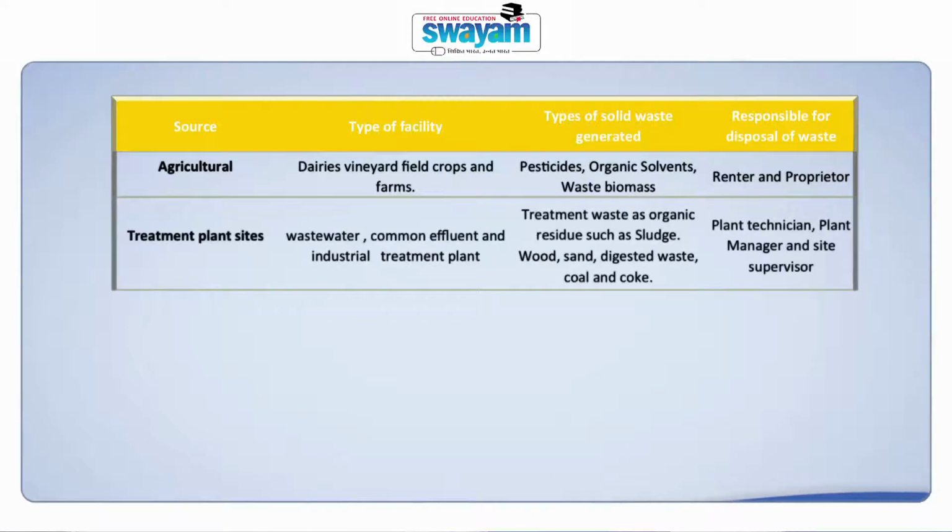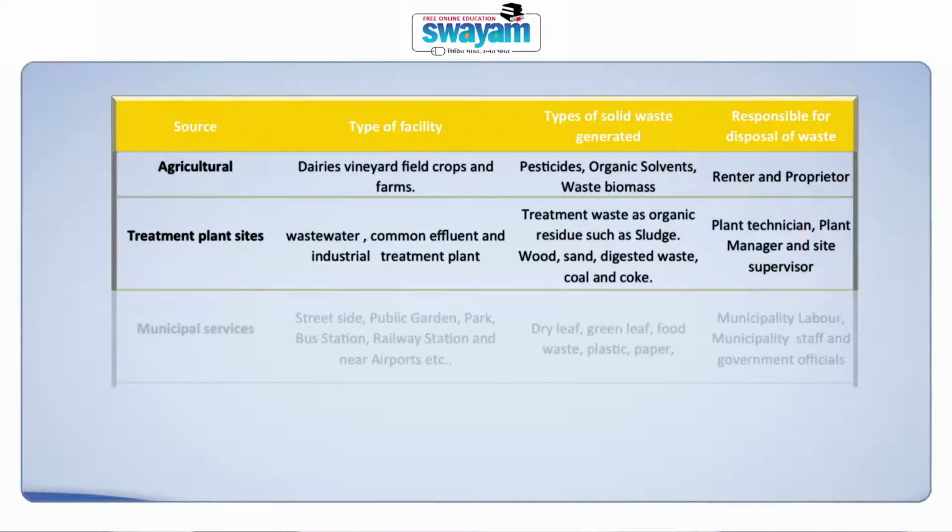The treatment plant we have also already discussed. From the STPs or ETPs, the sludge that is generated is put under this category, and this will mainly include sludge, sand, digested waste, coal, coke, etc. And the plant manager or the site supervisor will be responsible for the disposal of this particular waste.